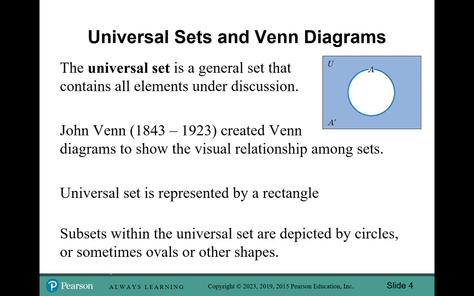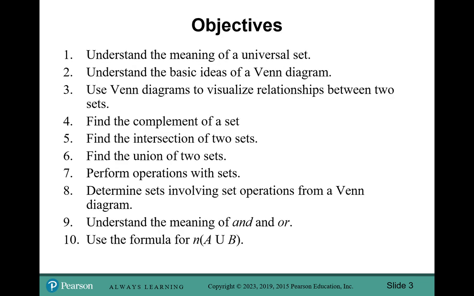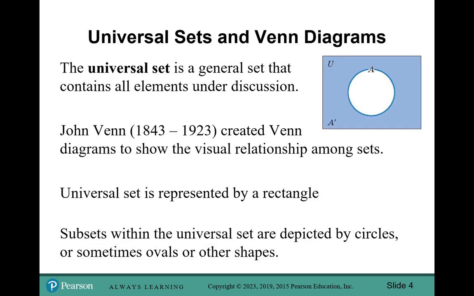If we look at this visual representation up here in the right-hand corner, this rectangle is the universal set represented by U here. A is a subset within this rectangular universal set, and this A with an apostrophe here is the opposite of A, also known as what we will learn to be called the complement of A, as we continue the lecture.